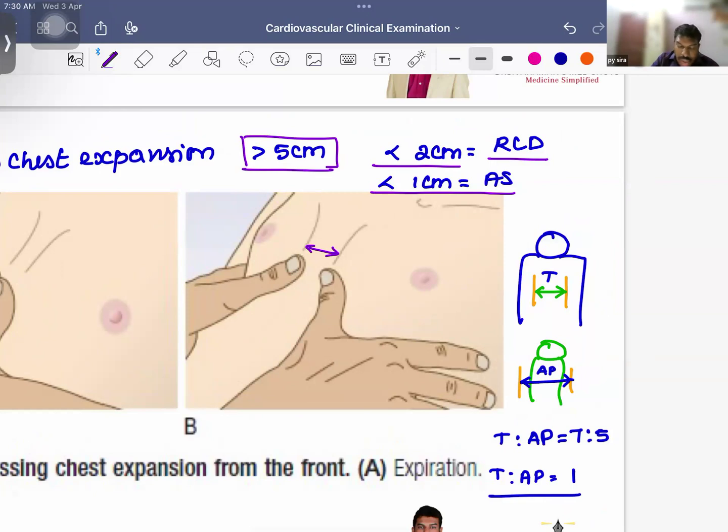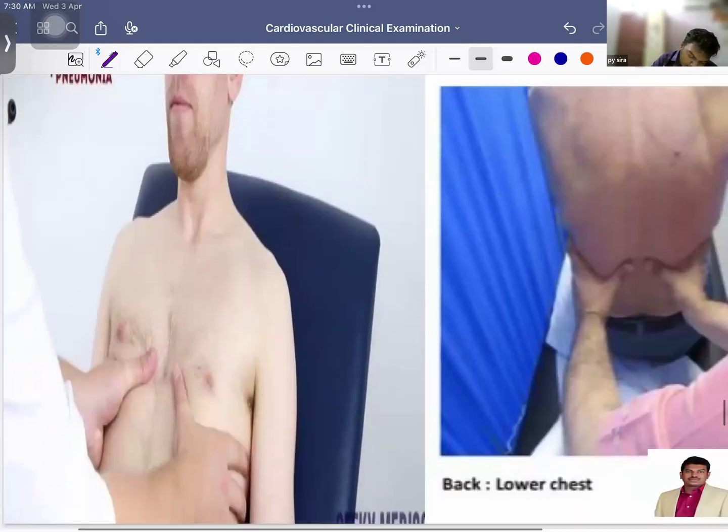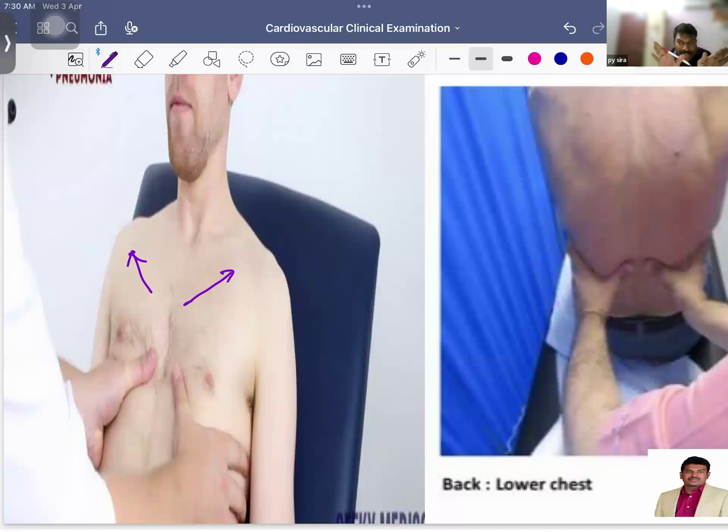You can do this in two ways. Taking the anterior chest, you can do it just below the level of the nipple, or you have a few sites. First, you keep the hand like this and see for the chest expansion. Second, you hold below the nipple like this and see for the chest expansion. So this is for the anterior chest.